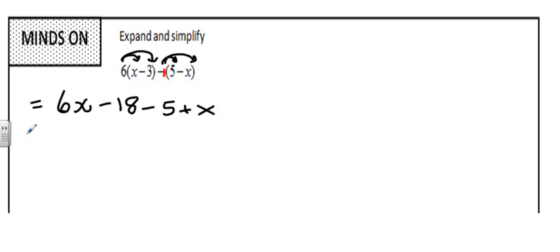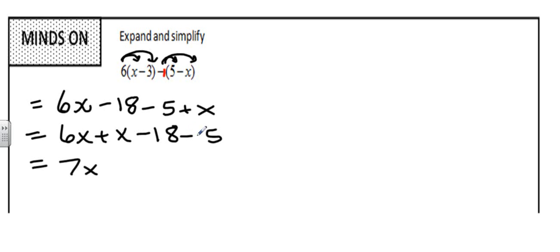And then we would gather our like terms. So let's put the x's beside each other and the numbers beside each other. So we would end up with 6x plus 1x, which is 7x, and -18 minus 5, which is -23. So simplified means that you do not have any brackets, you do not have any like terms that have not been combined, so all you have is just unlike terms and minuses and pluses between them. Okay? All right, so let's start the lesson.